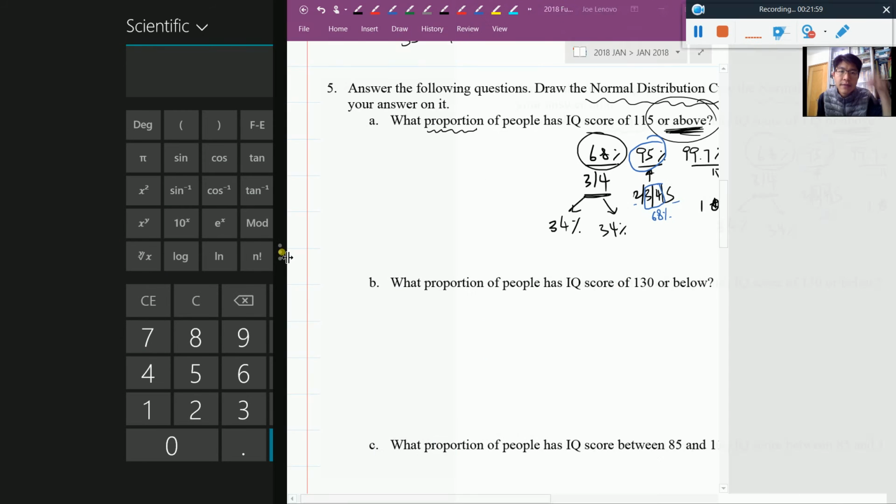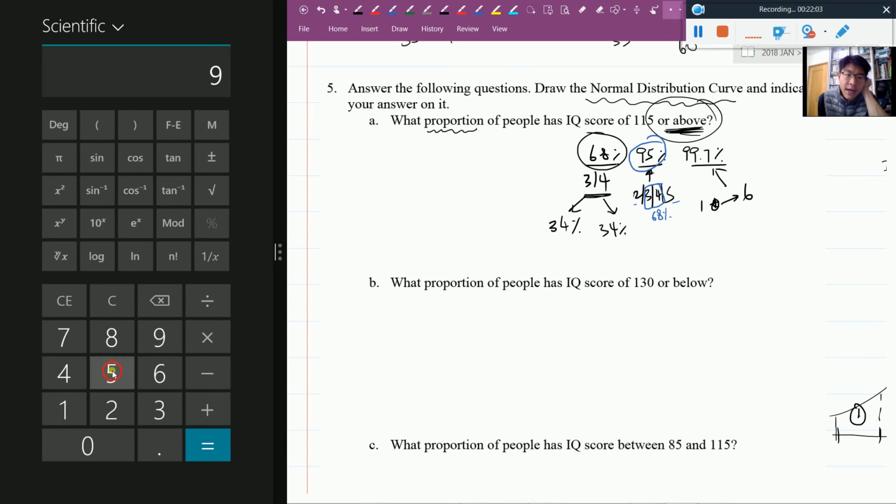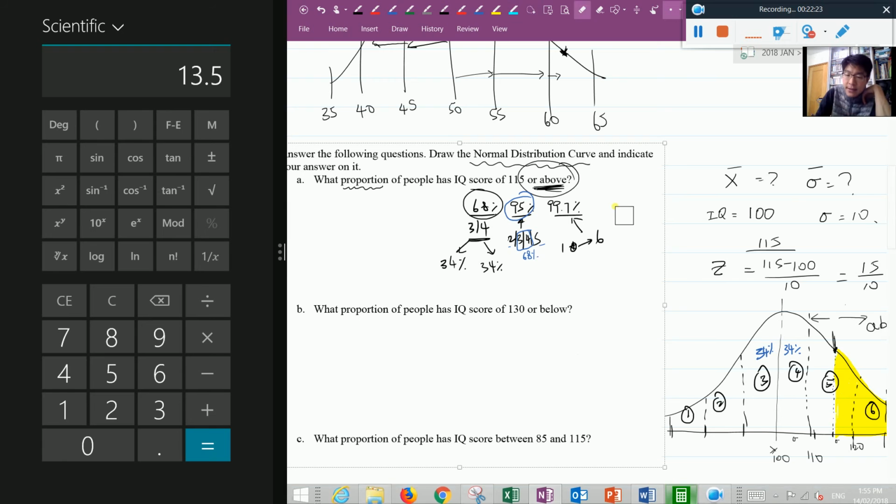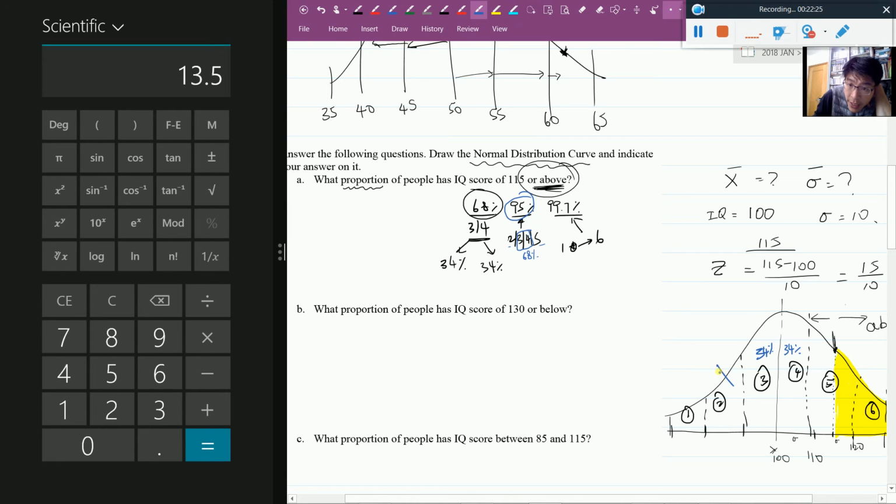So if we've got 95%, take away 68, I've only got 27% left. And 27% is split into 2. One goes to region 2, one goes to region 5. So divided by 2 equals 13.5%. So if I highlight this region, number 2 there would be 13.5%. And number 5 there is another 13.5%. And how about 1 and 6?